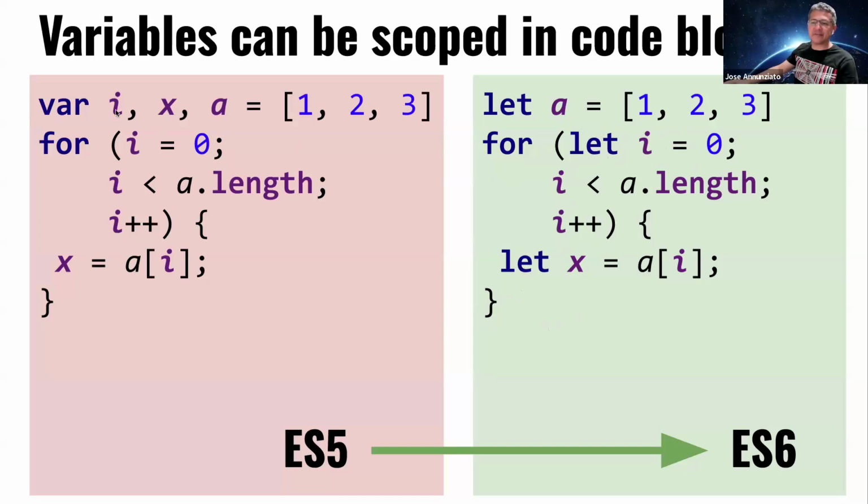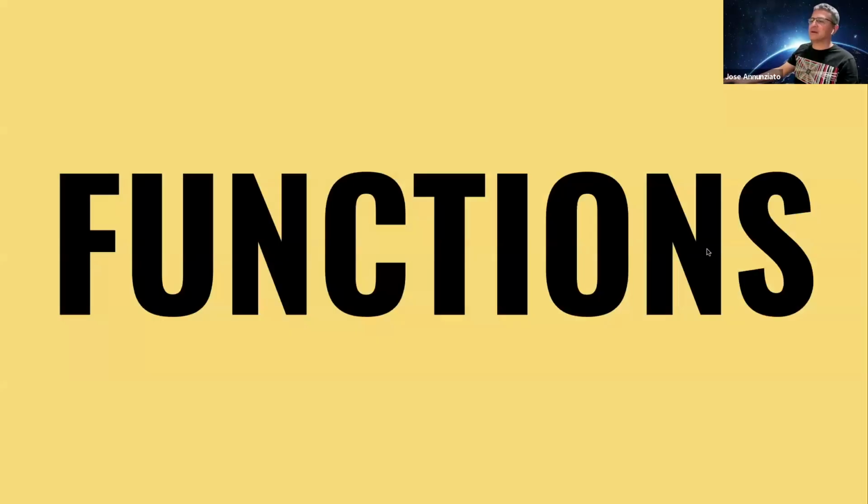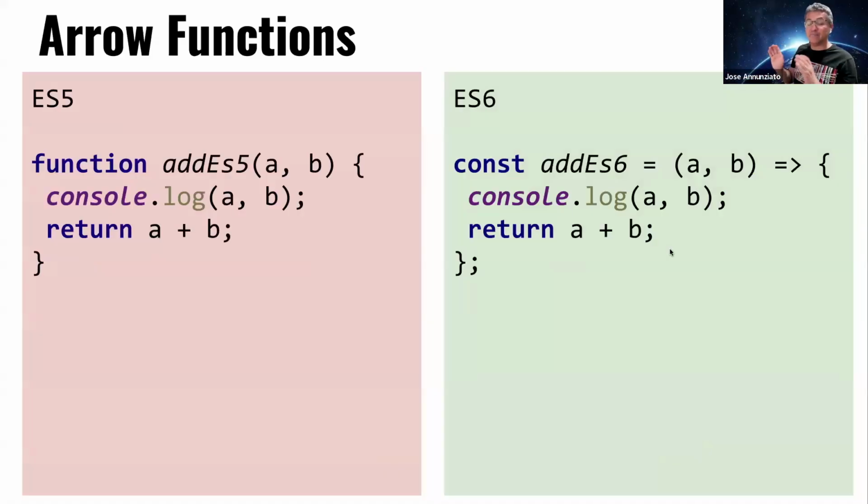Whereas over here, the variables I, X, and A persist beyond the for loop. So this definitely minimizes the collisions of the same variable names used in different places, and it makes it so much easier to write good code. Functions saw a major advancement in the syntax and the capabilities.